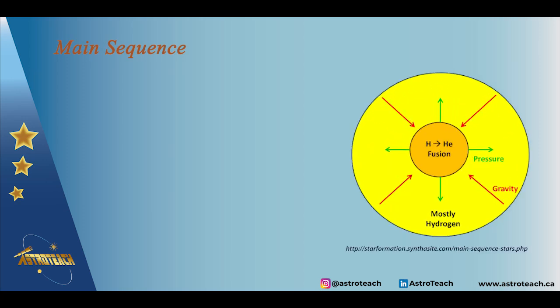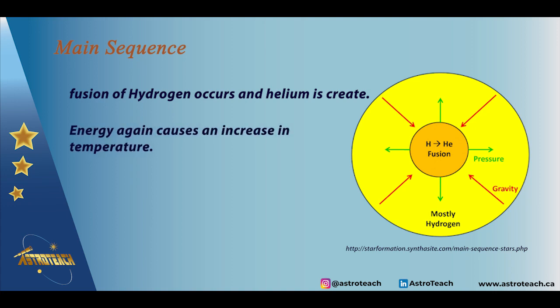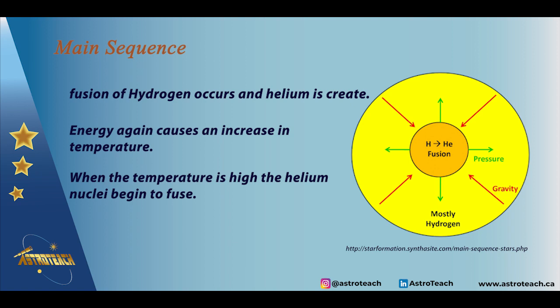When the temperature is high enough, fusion of hydrogen occurs and helium is created. The energy is released when hydrogen fusion occurs. This again causes an increase in temperature. And when the temperature is high enough, the helium nuclei also begin to fuse, releasing more energy.